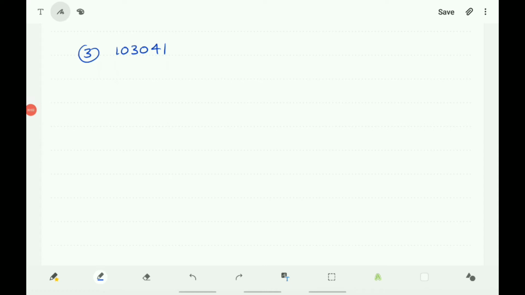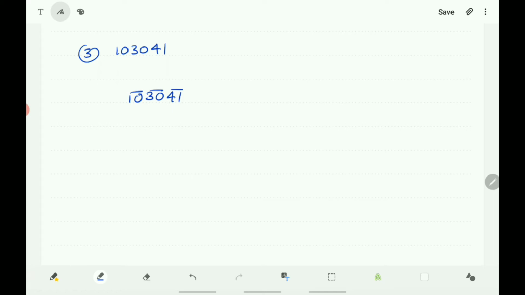Square root of 1,03,041. Now write that down: 1,03,041. Here you do the grouping. First group is 41, second is 30. Here in the last group also 2 digits are available.